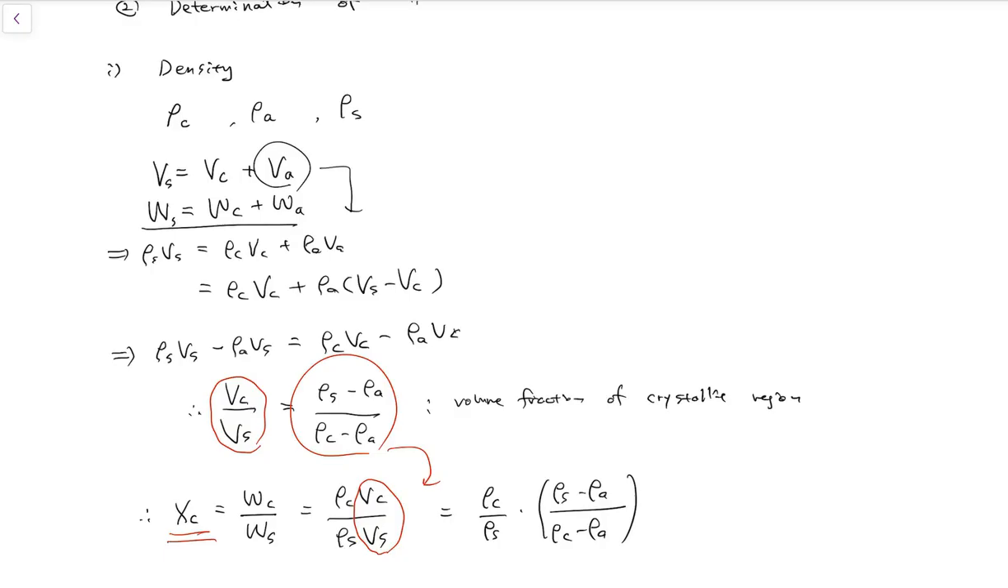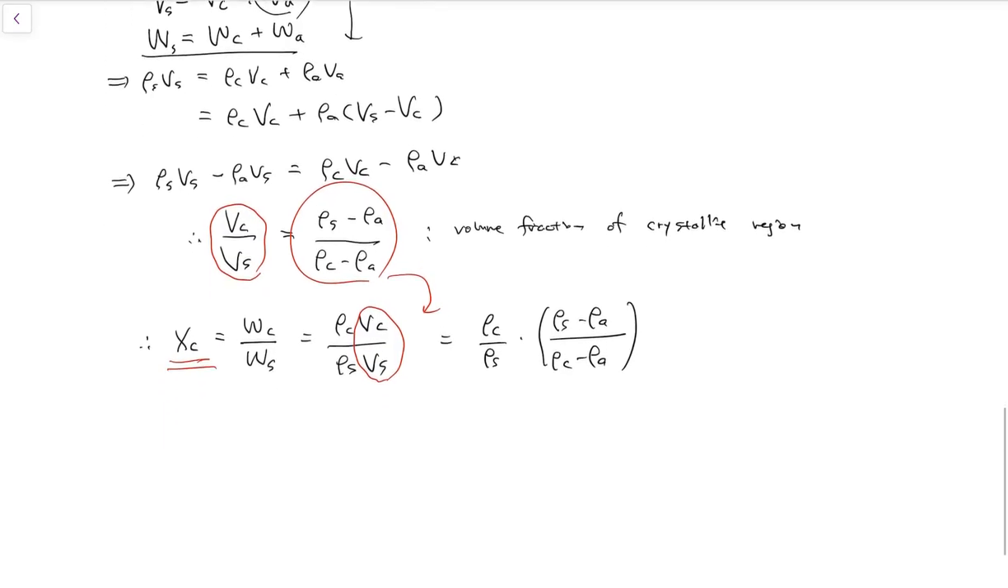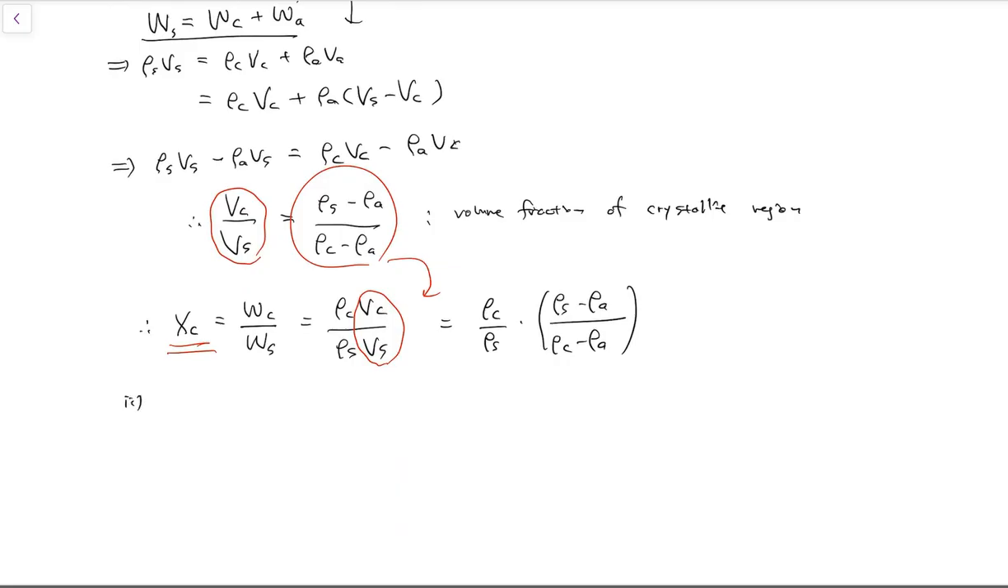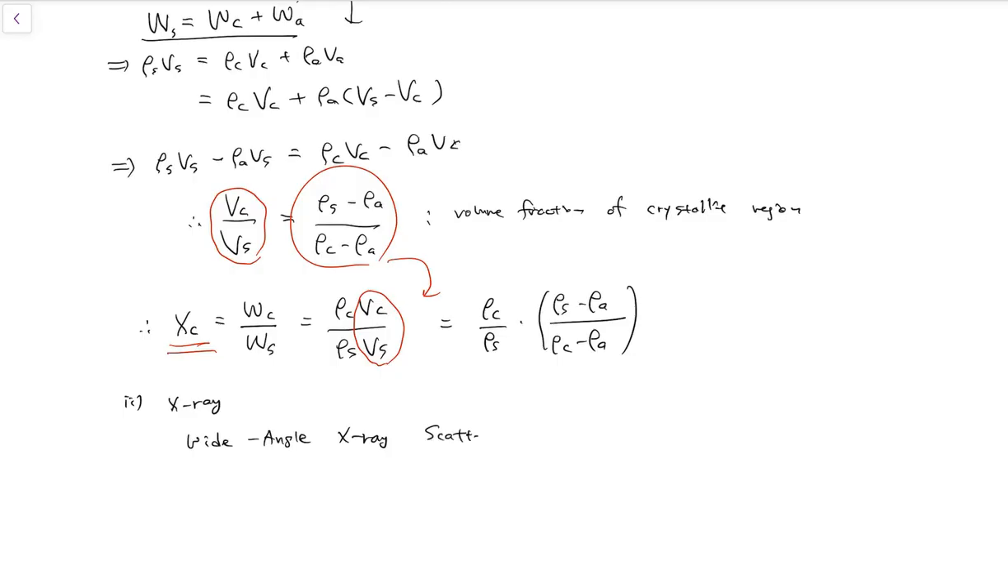Okay. Another method to determine the degree of crystallinity is based on an X-ray technique, by simply checking the crystal structure. The technique is called wide angle X-ray scattering, or WAXS. Okay. So simply by using the X-ray technique, you can determine the crystal structure.